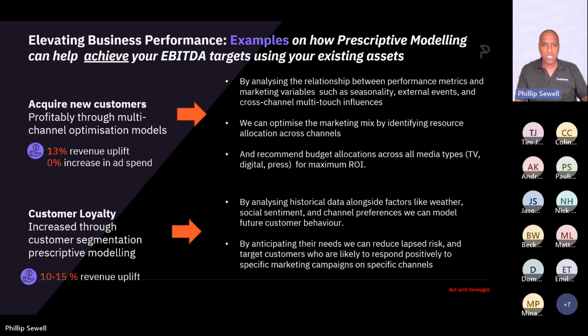Well, by analysing the relationships between performance metrics and marketing variables, such as seasonality, external events, and cross-channel multi-touch influences, we can optimize the marketing mix by identifying resource allocations across the channels. We can then recommend budget allocations across all media types, so TV, digital, press, for maximum return on investment. We recently implemented a predictive model to optimize weekly spend across various paid media channels, so digital and TV, for a client. This prediction model resulted in a 13% uplift in incremental sales without increasing paid media spend.